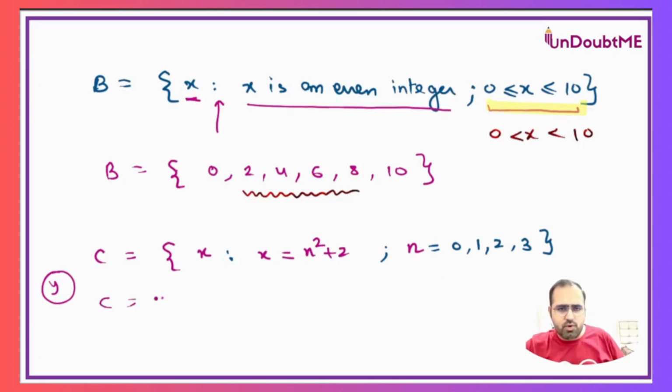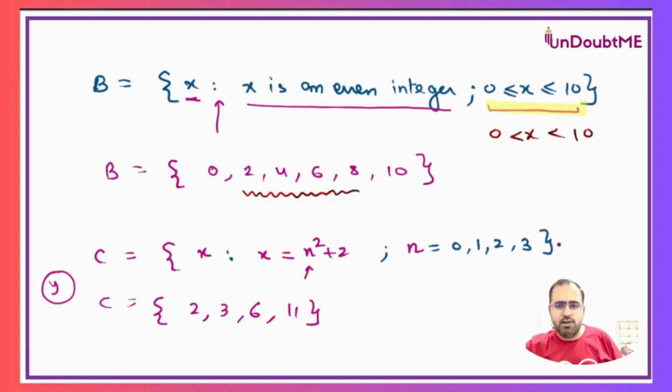So if I want to write the roster form for this set, then putting n equal to 0 will give me x equal to 2. That's the first element. Then n equal to 1: 1 square plus 2 will be 3. n equal to 2: 2 square is 4, 4 plus 2 is 6. And 3 square is 9, 9 plus 2 is 11.